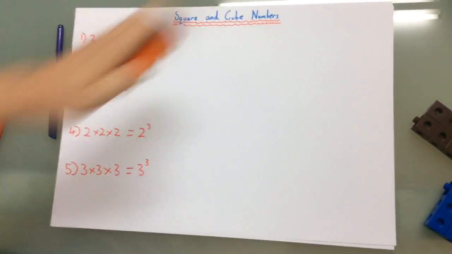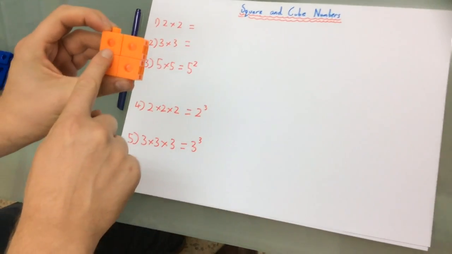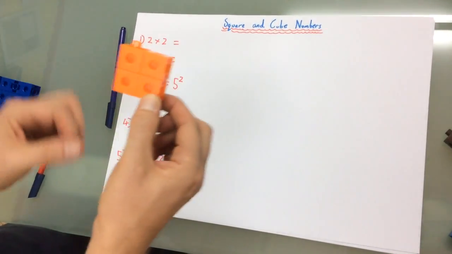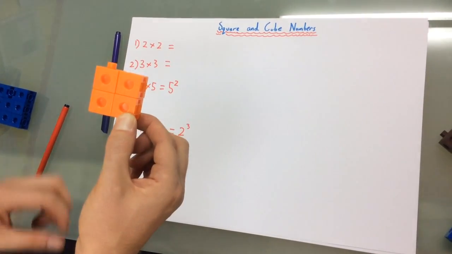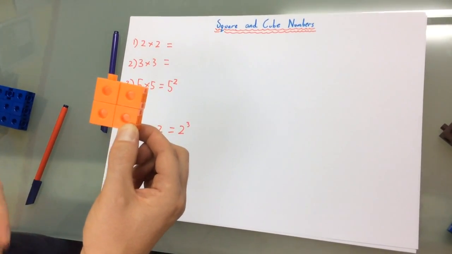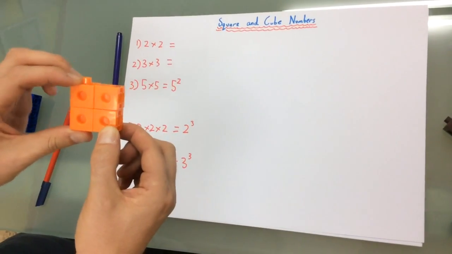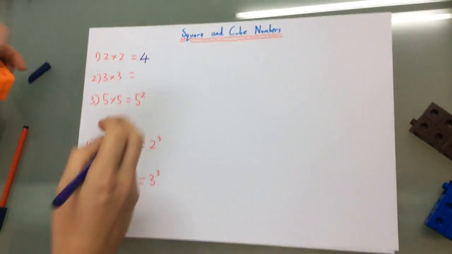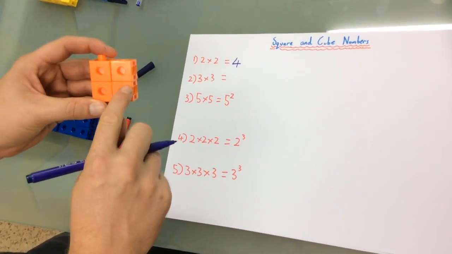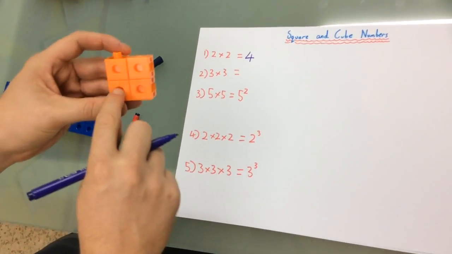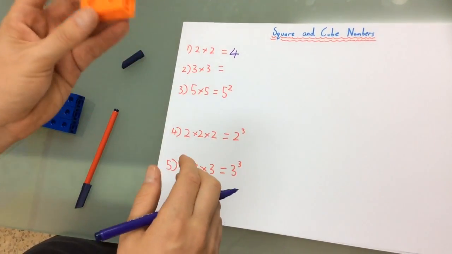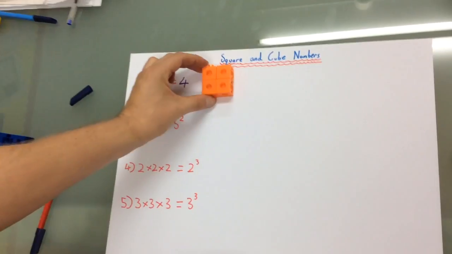So let's look at this first one. This is 2 multiplied by 2. And when I do that, I get a square shape with my array. And so that's why they're called square numbers. So 4 is a square number because 2 multiplied by 2 is 4. So a number multiplied by itself. And the best way to remember it is that the array is going to be a square.